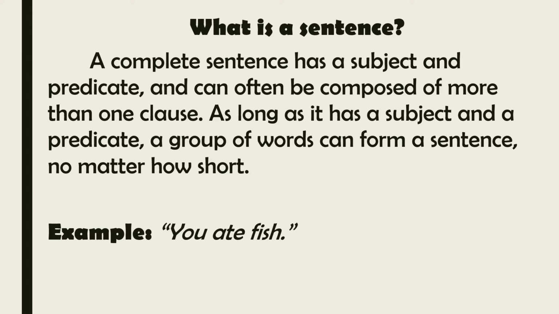So let us proceed to sentences. What is a sentence? A complete sentence has a subject and a predicate and can often be composed of more than one clause. As long as it has a subject and a predicate, a group of words can form a sentence no matter how short. Example: you ate fish. What is the subject here? The subject is you, the action word is ate, and the predicate is fish.